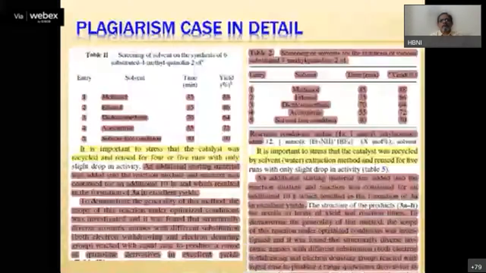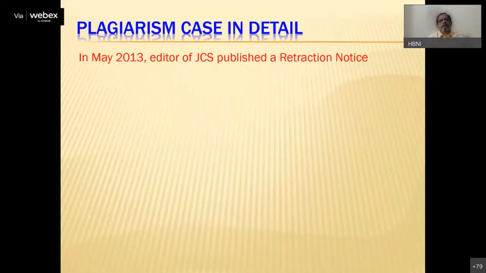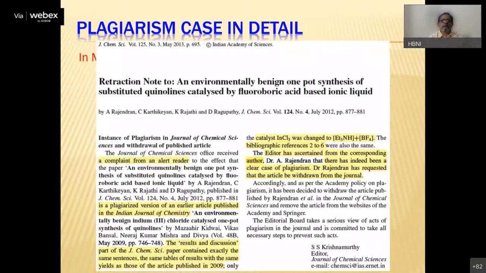And some more of those similarities. In May 2013, the editor of the journal published a retraction notice regarding an instance of plagiarism and withdrawal of the published article. They received a complaint from an alert reader; we don't know who that person was. The notice says this is a plagiarized version of an earlier article published in the Indian Journal of Chemistry. The results and discussion part contains exactly the same sentences and the same tables of results, with the same yields as the article published in 2009. Only the catalyst InCl3 was changed to some other catalyst, and bibliographic references 2 to 6 were also the same. The editor ascertained from the corresponding author, Rajendran, that there had indeed been a clear case of plagiarism, and the author requested that the article be withdrawn from the journal.